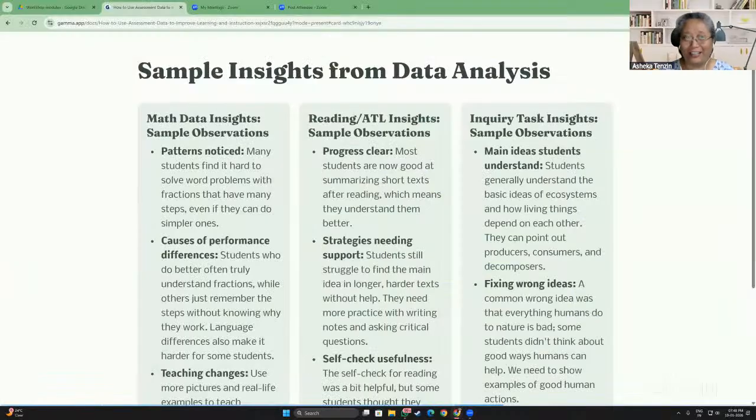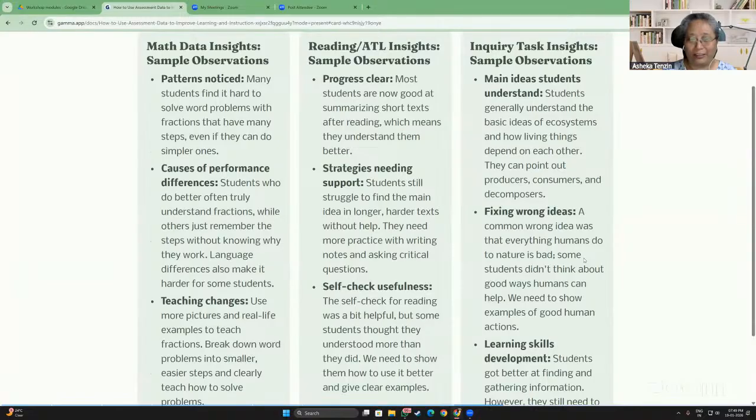Okay. So thank you for your discussion, whatever you have discussed, and for presenting it here. Now I will show you what the AI wrote as answers, because I had asked AI to give me the insights. So for mathematics, like you rightly said, the pattern noticed was that many students found it hard to solve word problems, especially with fractions that have many steps. They could do the simpler ones, but the ones with many steps were hard to solve.